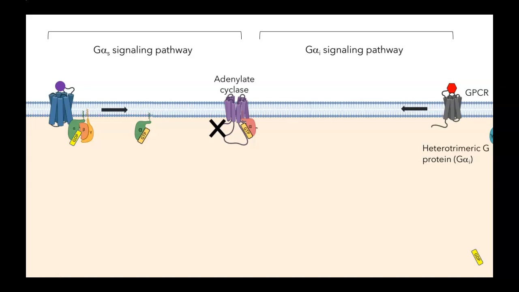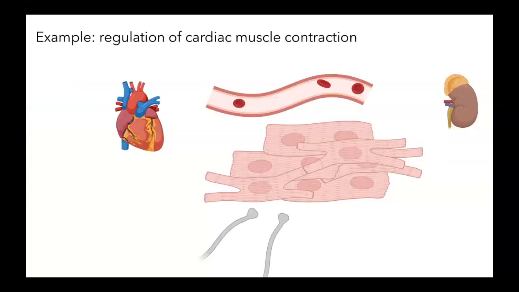Now that you know the basics about how the G-alpha-I signaling pathway works, I want to show you an example of a cell where this is used. The example I'm going to give you involves regulation of cardiac muscle contraction. If you know something about the heart, you'll know that the heart is myogenic. It can contract on its own. The heart has a pacemaker region that will initiate action potentials that will sweep over the surface of the heart so that we get coordinated contraction of the muscle cells.